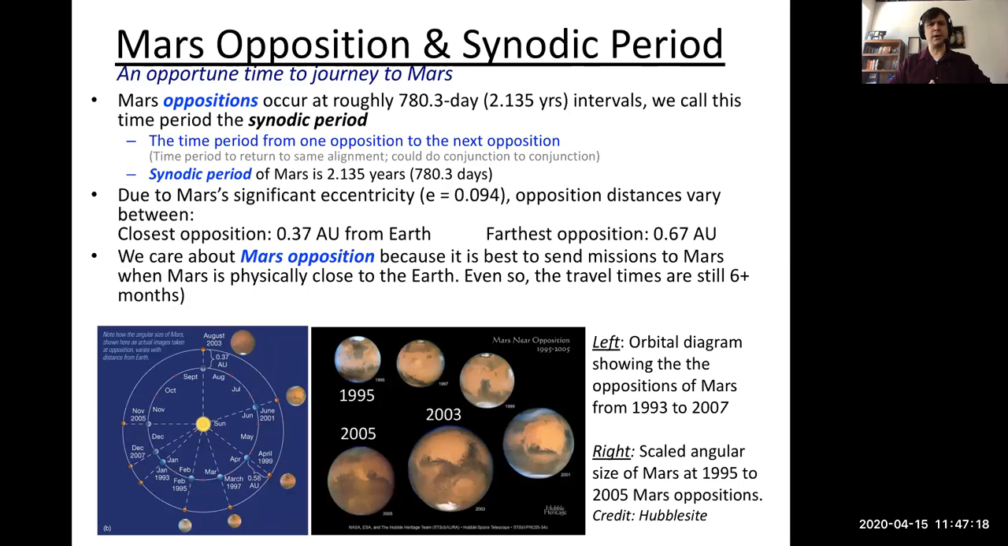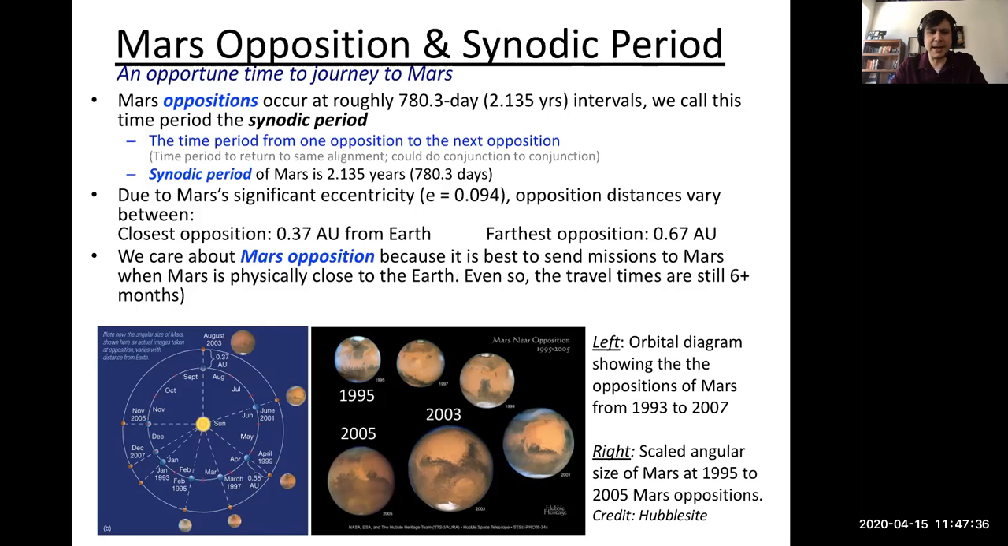and start talking about one of the more important points in an orbit if we're designing spacecraft missions. And right now there's a lot of talk about humans going to Mars. So we need to define what opposition is, and then we need to start considering how often opposition comes around.